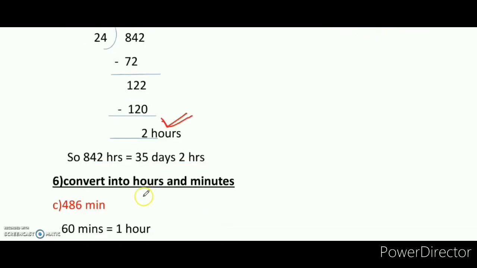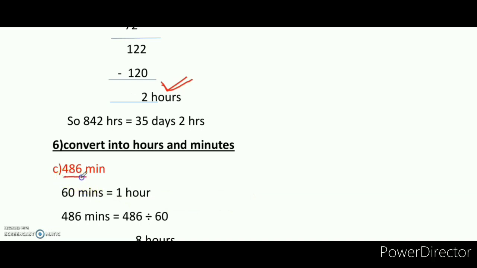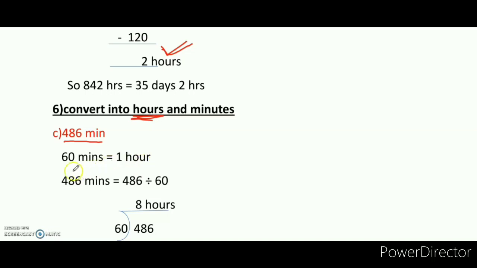Next, children, convert into hours and minutes. Here, again, 486 minutes is given and we have to convert to hours. Minute is a smaller unit and we are converting to hours, a bigger unit. So in that case, I told you, children, you will divide. What to divide now? We all know 60 minutes is equal to 1 hour. So we will divide by 60. 486 minutes is equal to 486 divided by 60.